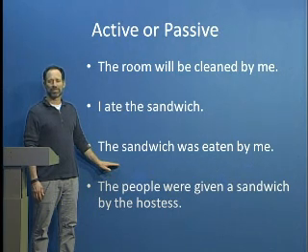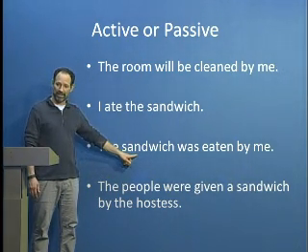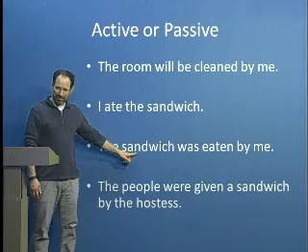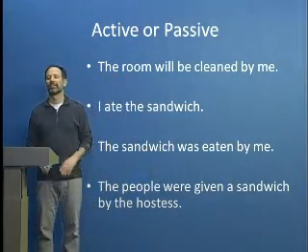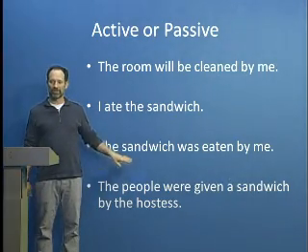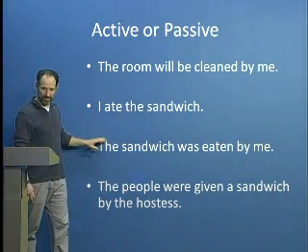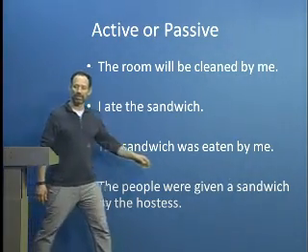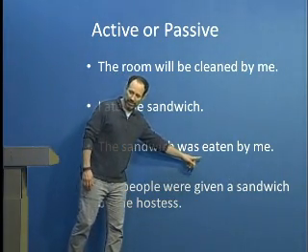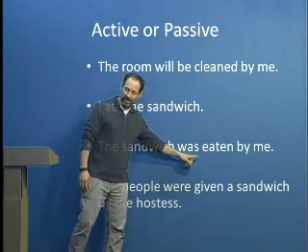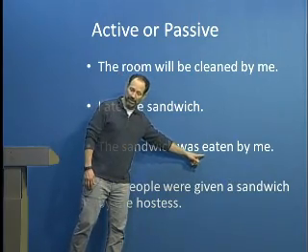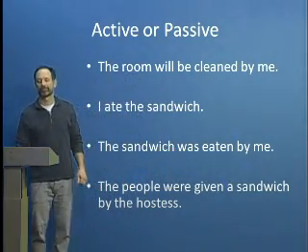The sandwich was eaten by me. Here we have sandwich. Is the sandwich doing the action of eating? No. So this is a passive sentence. I can also look at the verb. Was eaten. Was is the past form of the verb be. And then I have the V3, the past participle here.